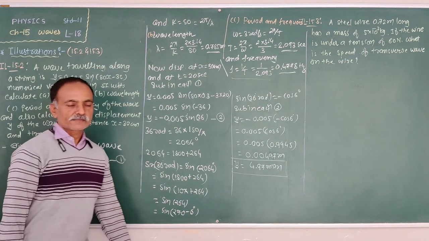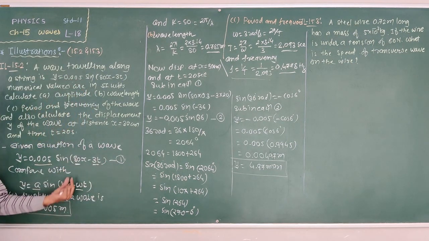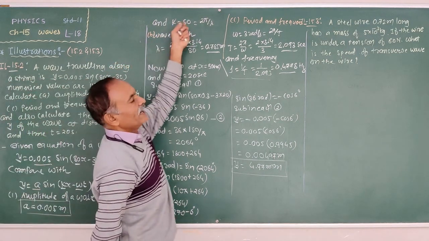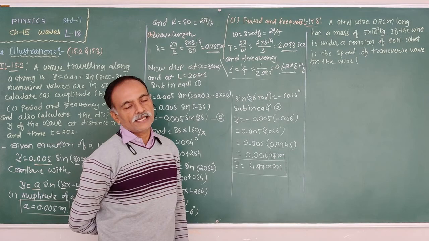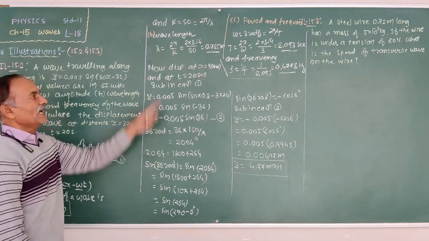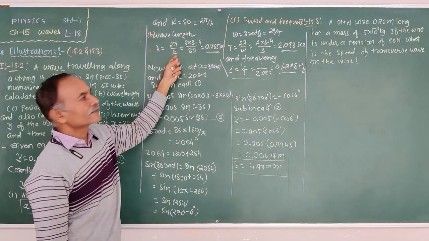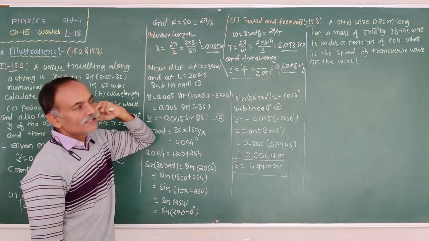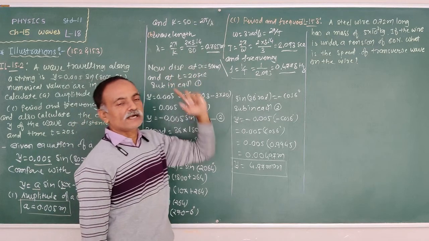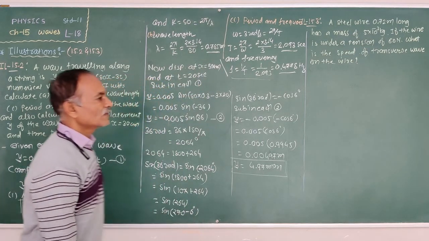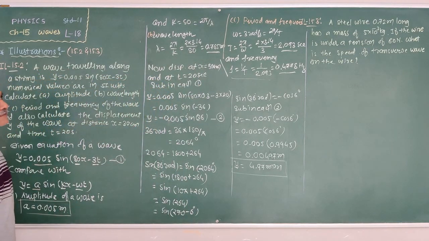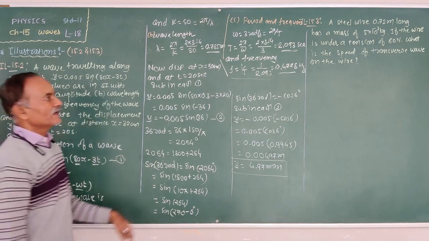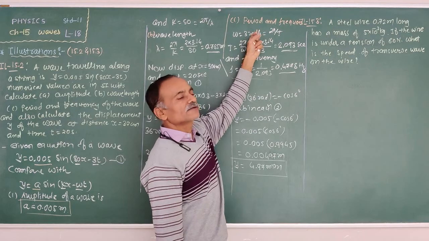So the amplitude of the wave is 0.005 meter. Now, comparing the 80 with k, the wave vector, so we obtain k is equal to 80, which is equal to 2 pi upon lambda. Therefore, lambda is equal to 2 pi upon k. Substitute the values 2 into pi, 3.14, and k 80. So we obtain lambda is equal to 0.785 meter.